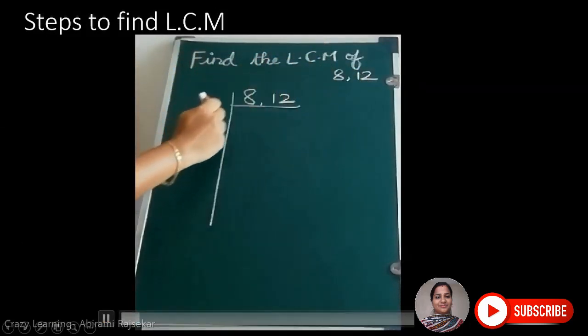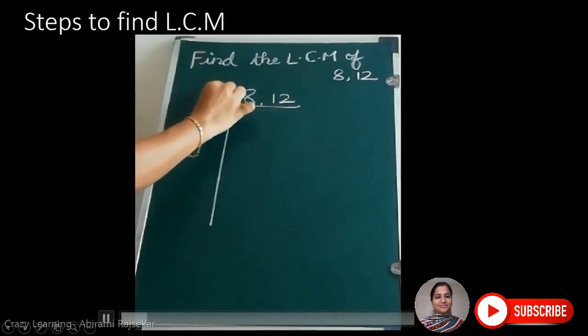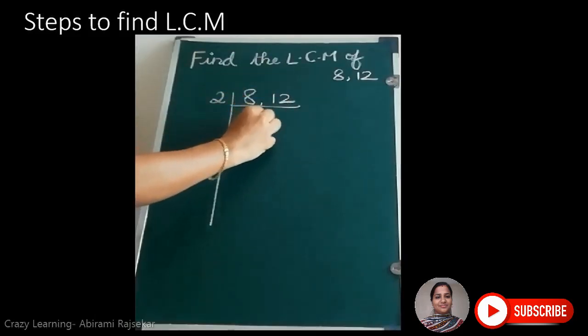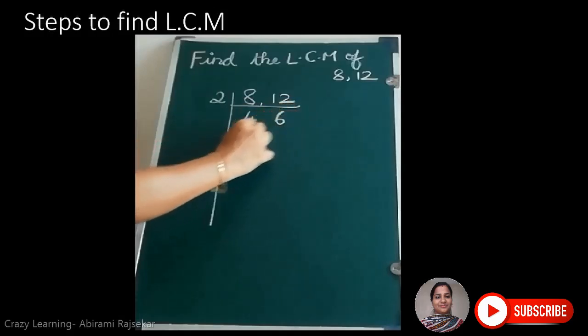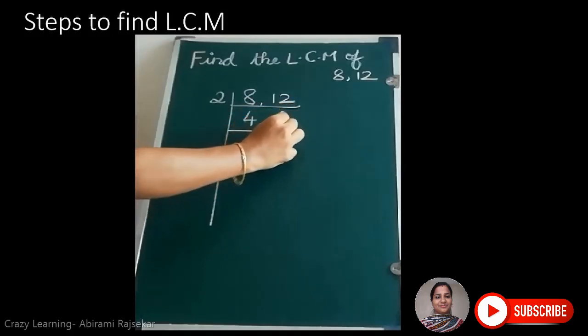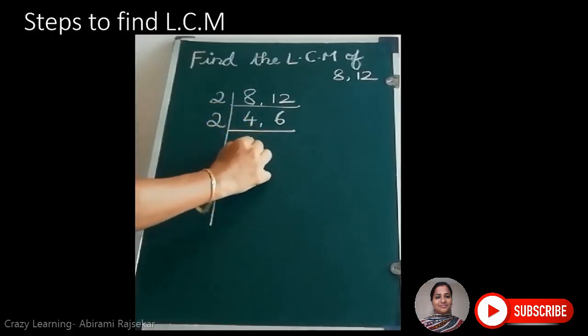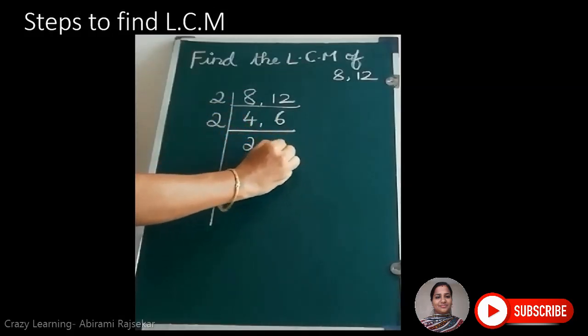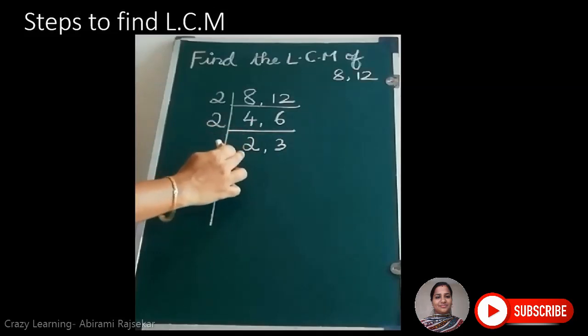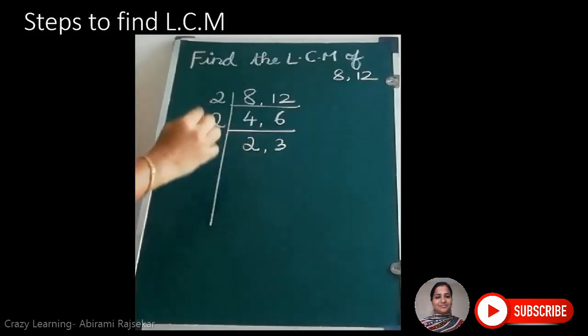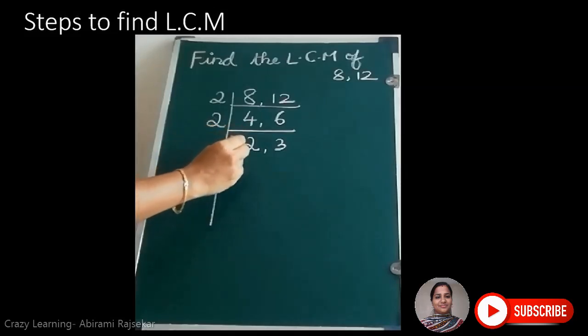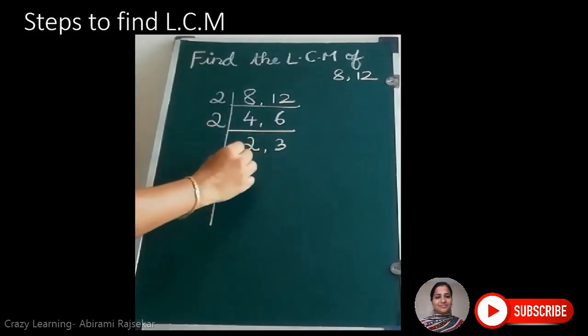8 and then 12. Both 8 and 12 are divisible by 2. 2 4s are 8. 2 6s are 12. And then 4 and 6 are again divisible by 2. So 2 2s are 4. 2 3s are 6. Now here we don't have a common factor for 2 and then 3. So we want to divide 2 separately and then 3 separately.